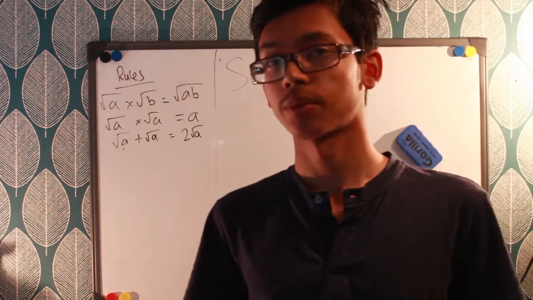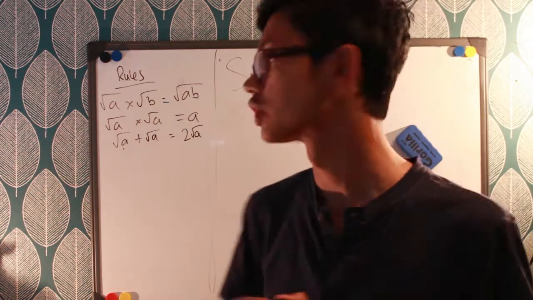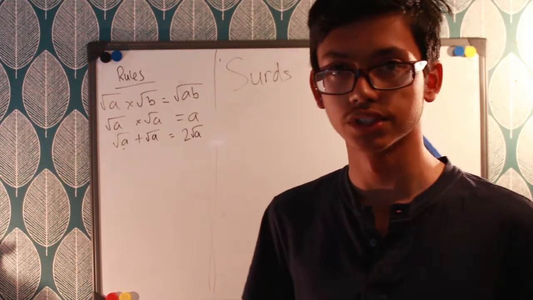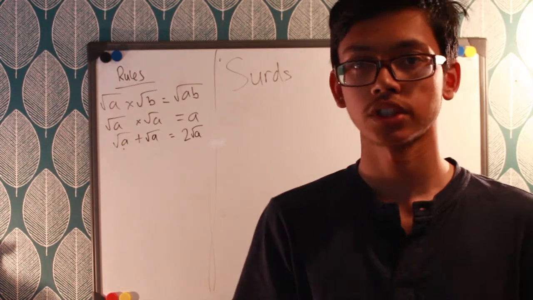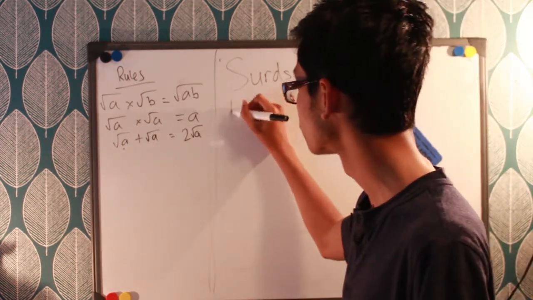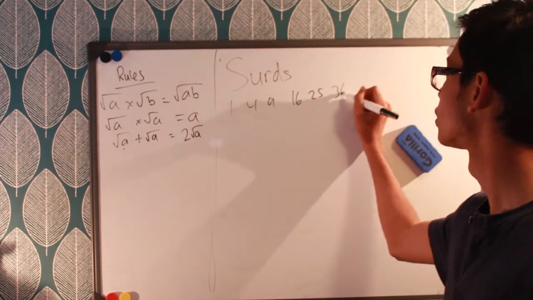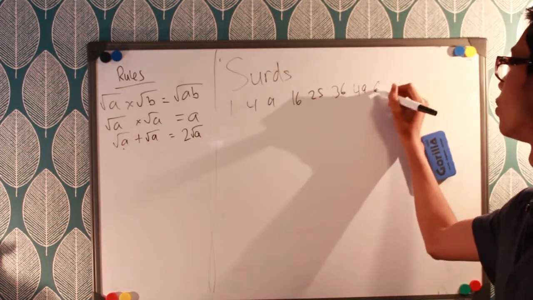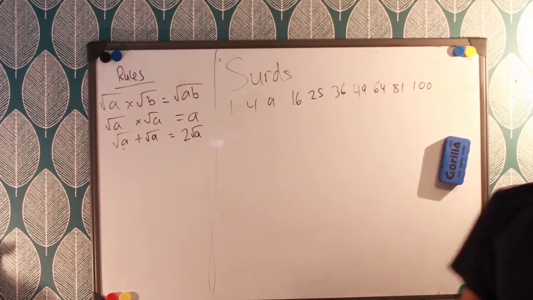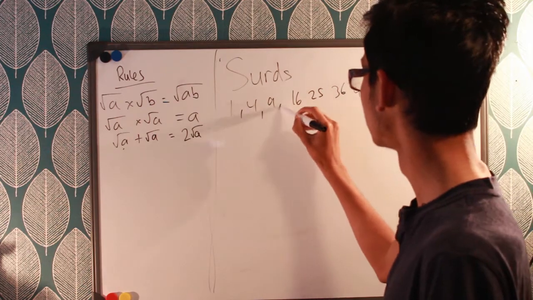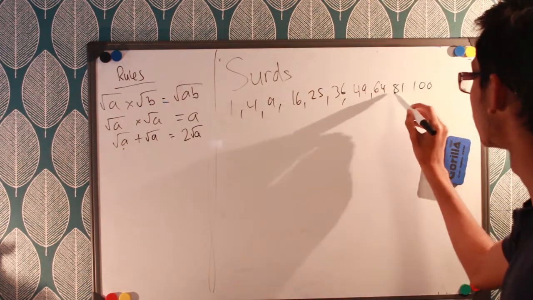Now the other method they can use is obviously to look through the square numbers. Now most of these simplifying surds questions will involve the first 10 square numbers. The first 10 square numbers are 1, 4, 9, 16, 25, 36, 49, 64, 81 and 100. Now they will involve all these square numbers in the simplifying surds questions.